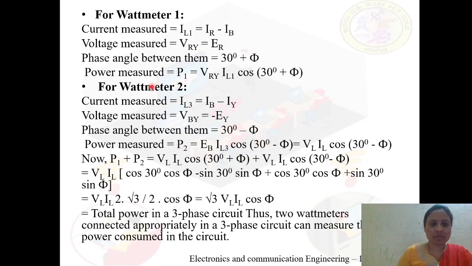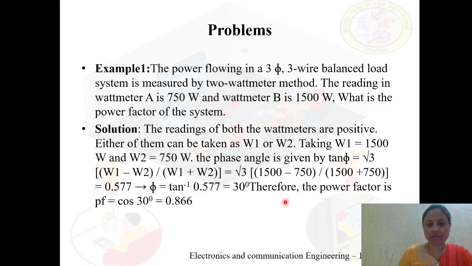So we can take the power measured by the first wattmeter, P1, as IL1 VRY cos(30 plus phi). Similarly, for the second wattmeter, P2 is IL3 VBY into cos(30 minus phi). Total power is P1 plus P2, and again using the same trigonometric function we can find the power. Power is root 3 VL IL cos phi. Here also we can conclude that 2 wattmeters are sufficient to measure the 3-phase power.